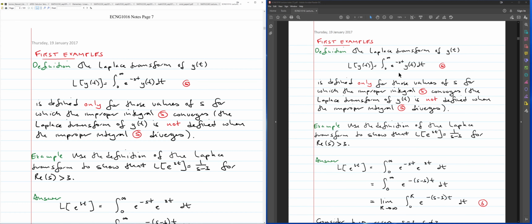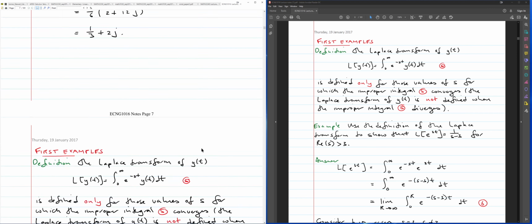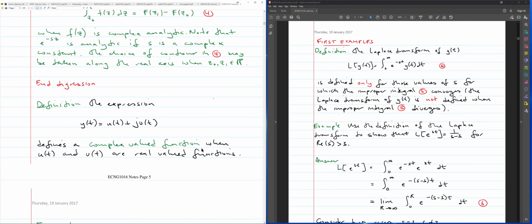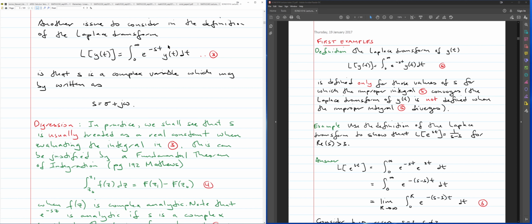So we want to use this definition here to show that the Laplace transform of e to the 3t is 1 on s minus 3. And you're only going to get convergence for the cases when the real part of s is actually bigger than 3. So you want to recall that for our purposes, the s is complex, so s over here is complex.